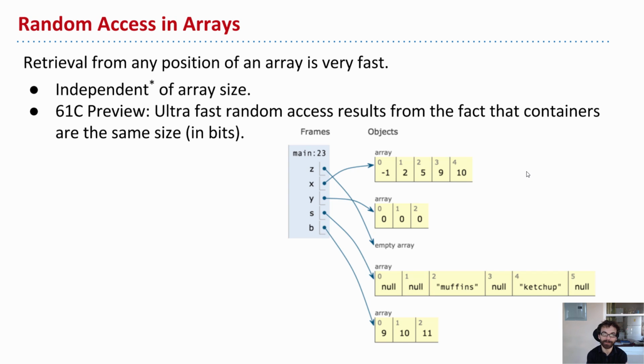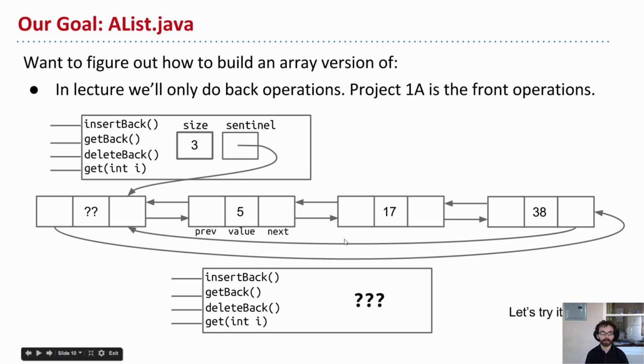And those wires go to every single bit of memory, and you know exactly where everything is. But that's 61C. And it doesn't matter how big it is, though I have an asterisk here because if it's too big to fit in memory, then you might need to start using a hard drive or whatever, but that's not really important right now. As far as we're concerned, in 61B, getting something from an array, no matter where it is, is very fast. So given that fact, our goal is to figure out how to build an array version of this.